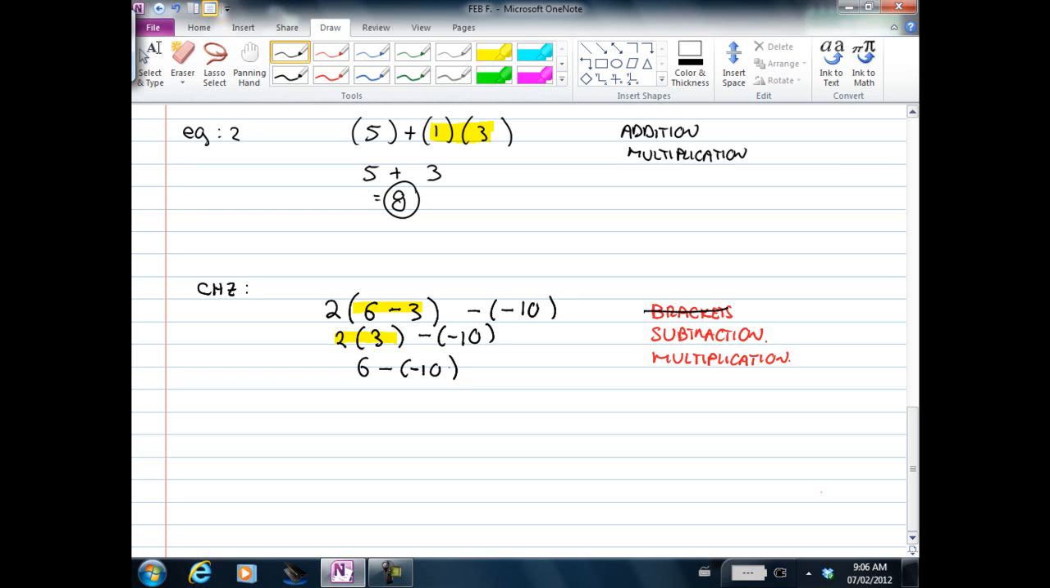See how easy this is? And minus minus, you can actually merge them together. And Amrit, minus minus becomes plus. So 6 plus 10. And the answer is 16.